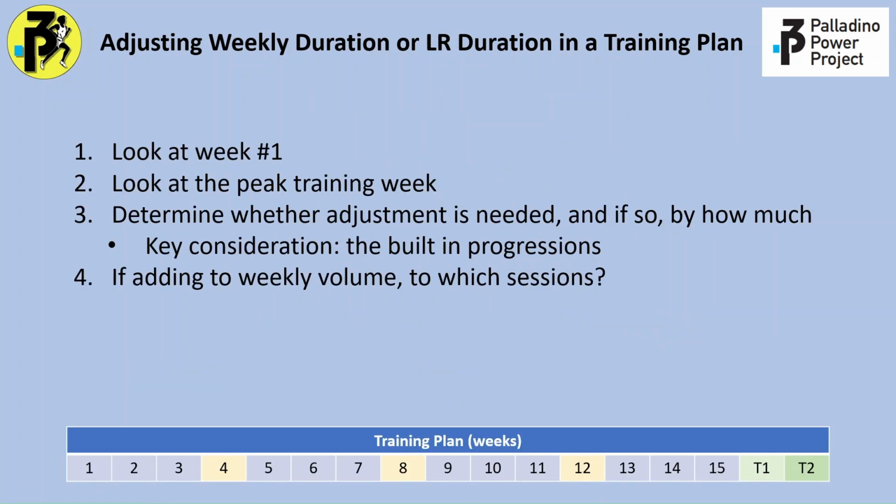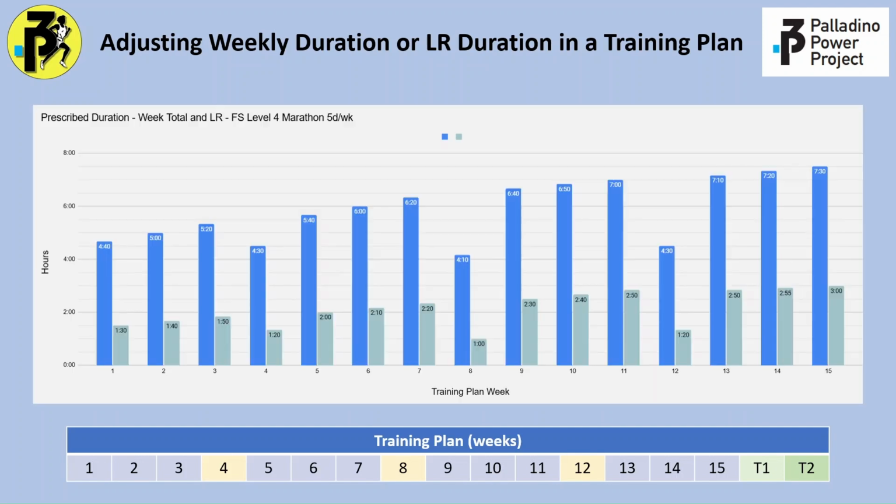All right. Now let's say I'm not just looking to change the long run. I want to look at the whole weekly volume of the sessions. So we're looking at this, and it's the same thing. We're looking at, okay, I could add a little bit there. I could add a little bit here. So let's say I want to add 40 minutes to this. So there's 40 minutes to every one, and you end up with 8 hours and 10 minutes here.